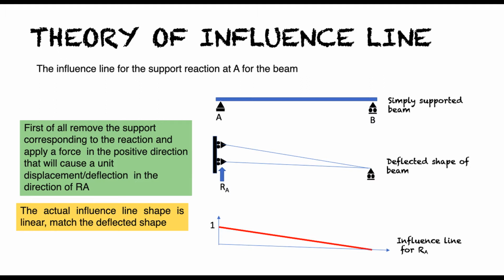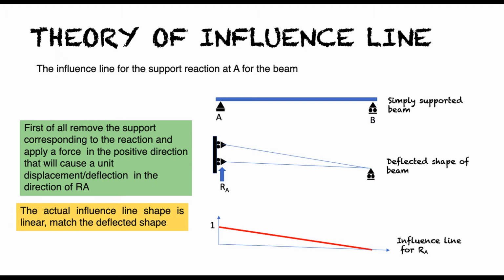Well, to understand this test, theory is very important, and in this case, let us consider the simplest form of beam that is simply supported, where we can get influence line from this beam. So for this beam, we can get influence line for RA, RB, moment, and also shear force.